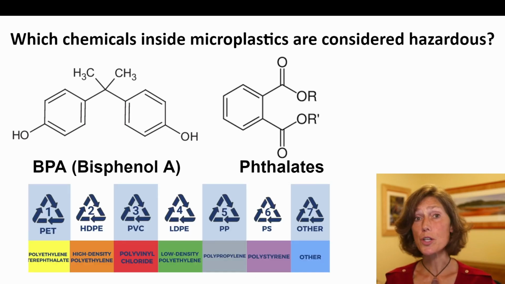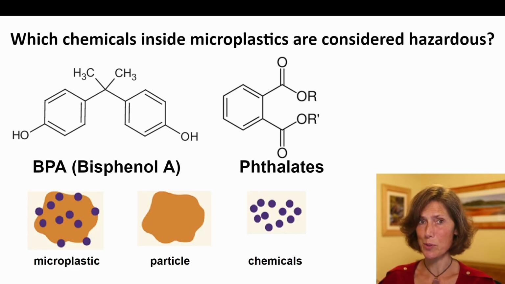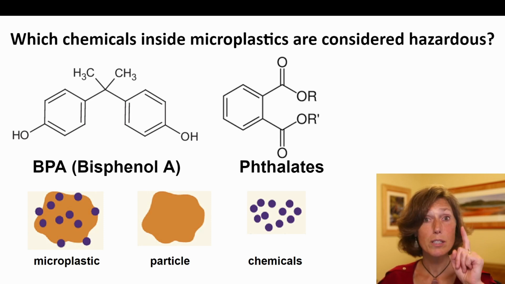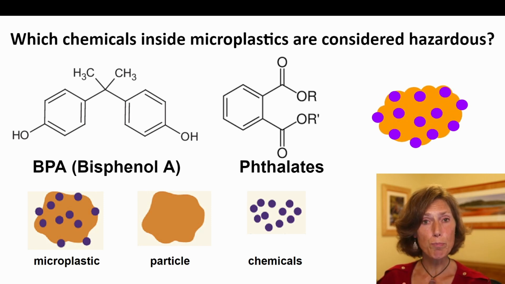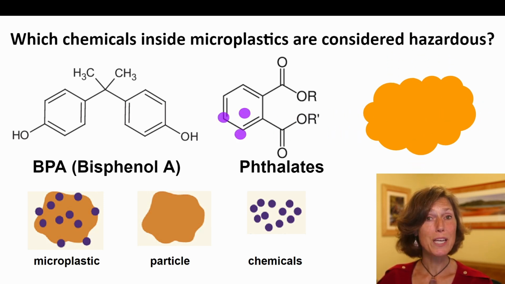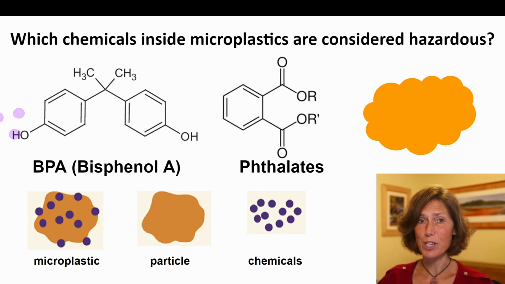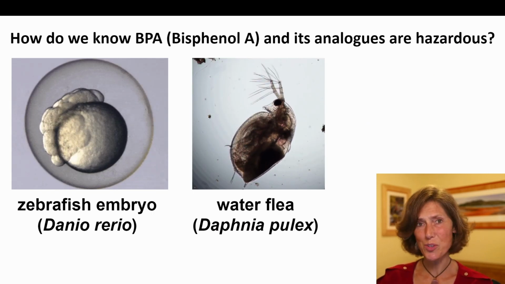You've probably noticed the numbers on the bottom of many of the plastic items that range from numbers 1 through 7 that specify the types of plastics inside them. What is it about these chemicals inside microplastics? Take a look. Imagine that the purple dots reflect the actual BPA and/or phthalates. The orange blob is the main structure of the plastic, but the smaller BPA chemicals are able to leach out and wreak havoc. But how do we know that they're indeed hazardous?